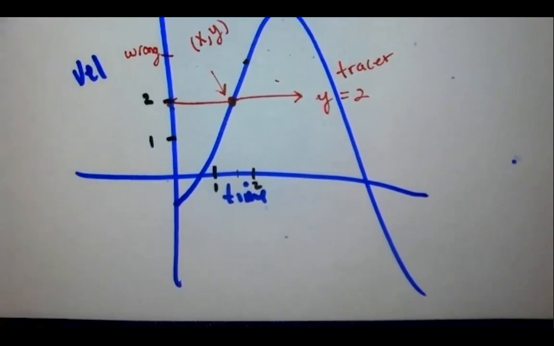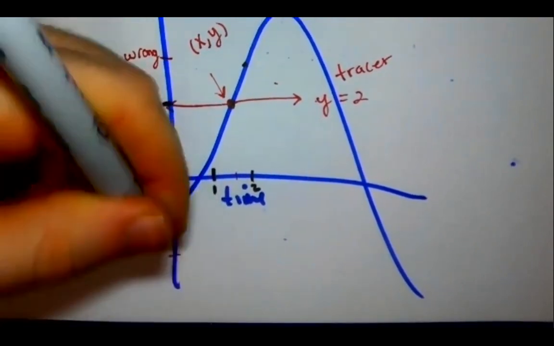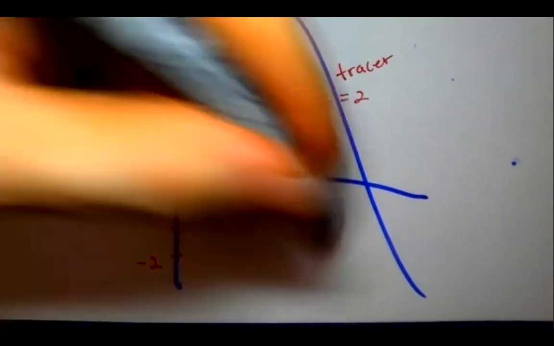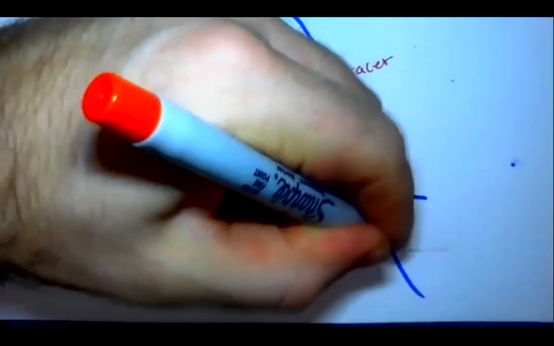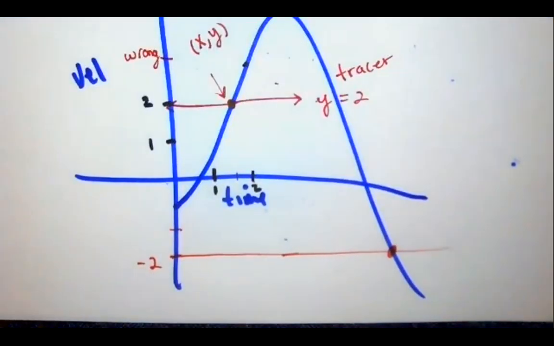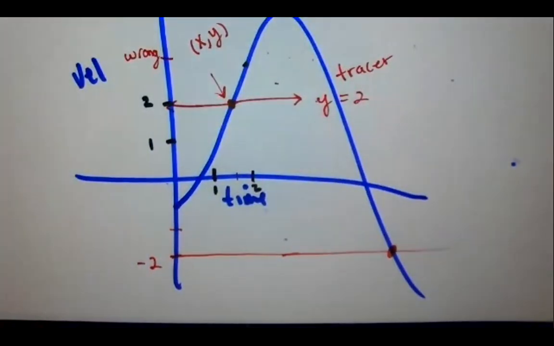But what if we did this? What if we did -2? Speed's the absolute value of -2. So even though this is at -2, what's the absolute value of -2? 2. So when you do the speed problem, it's going to be both positive and negative tracer lines needed. And we only want to do one of them at a time.